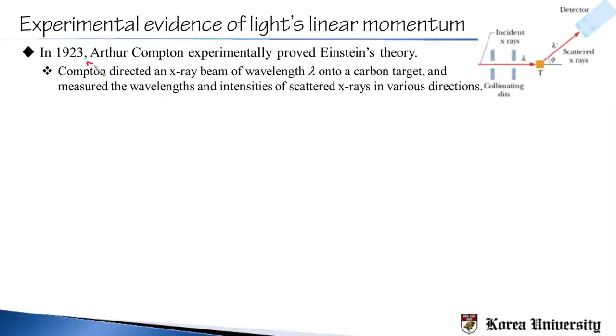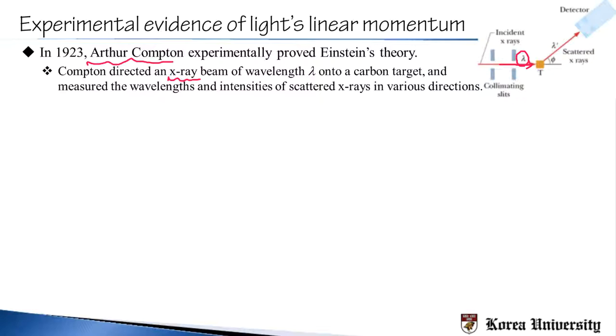And it was Arthur Compton who successfully proved that Einstein's suggestion of the linear momentum was really correct. Okay, so it was basically how he performed this experiment. He used the X-ray beam because X-ray had a high enough energy to eject photoelectrons, and he sent the X-ray of a certain wavelength lambda into a metal target which has a lot of electrons.